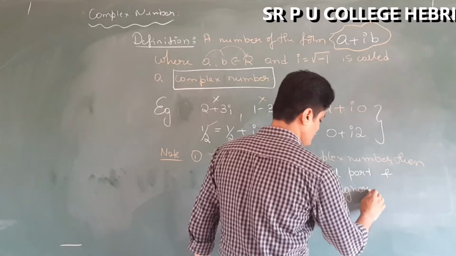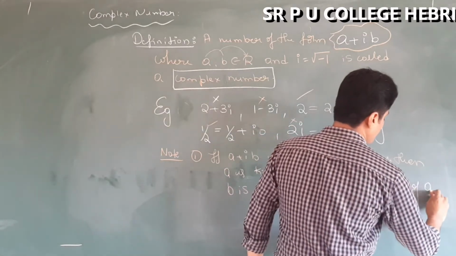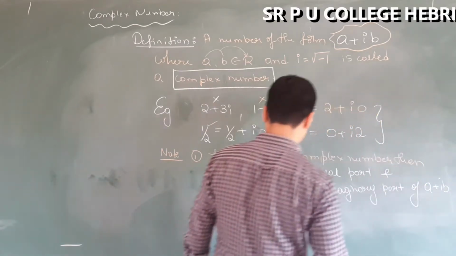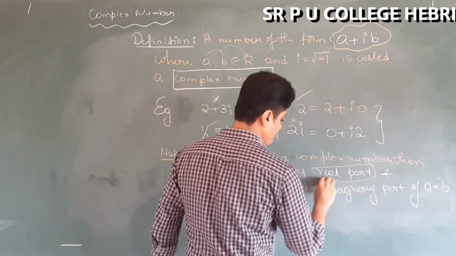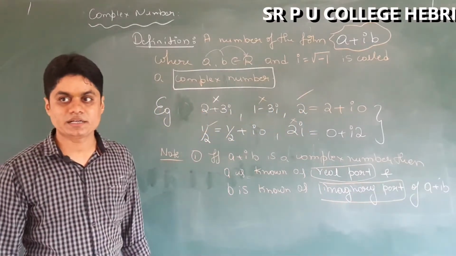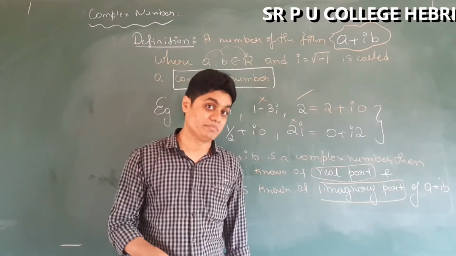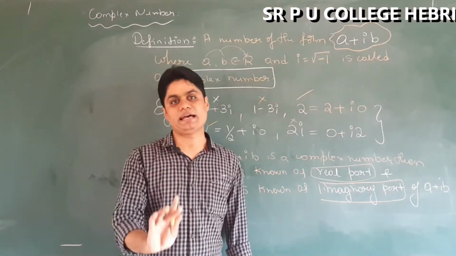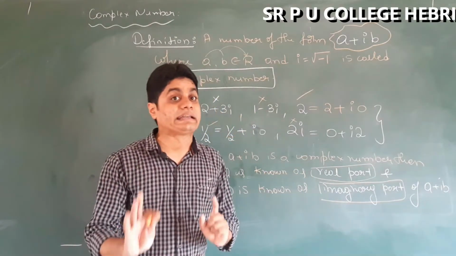Imaginary part of a plus ib. Please remember this important information: real part and imaginary part. Remember, the first part, which is free from i, is known as the real part. The real number which is along with the imaginary number i is known as the imaginary part. And remember, the real part and imaginary part both are real.